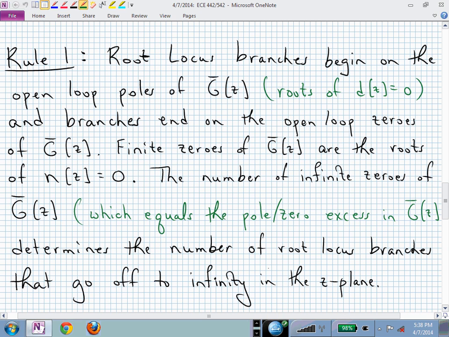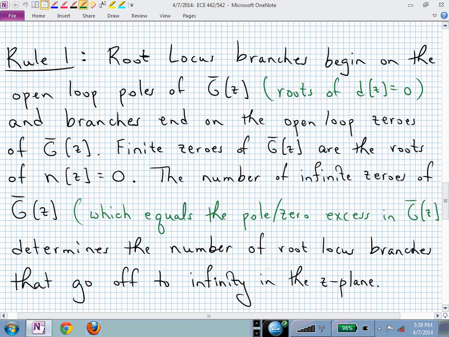And how many infinite zeros do we have? Or where do they come from? The pole zero excess. So we find our pole zero excess, and that tells us how many zeros at infinity we have. We may have 1, we may have 2, we may have 3. If we had a pole zero excess of 3, we have 3 more poles than we have zeros. And we'll have then branches of our root locus going off to infinity on our root locus diagram.